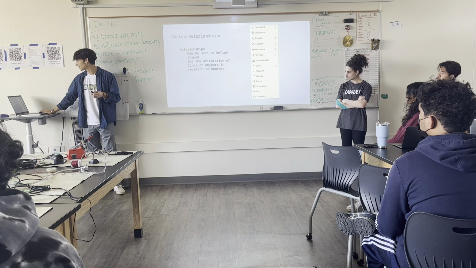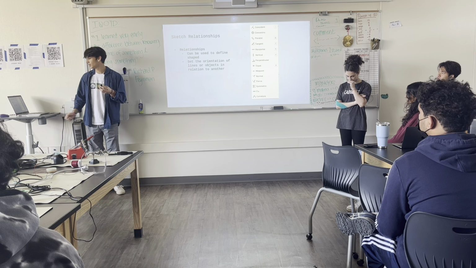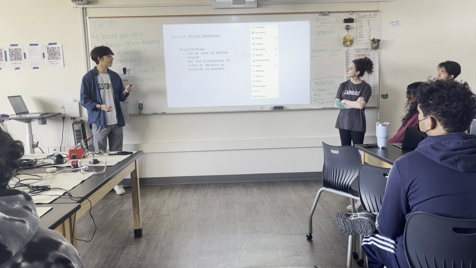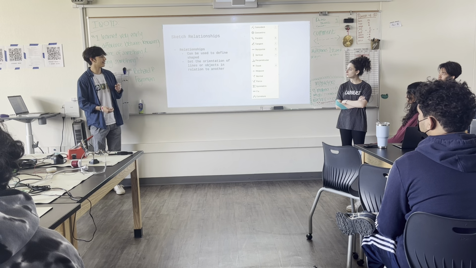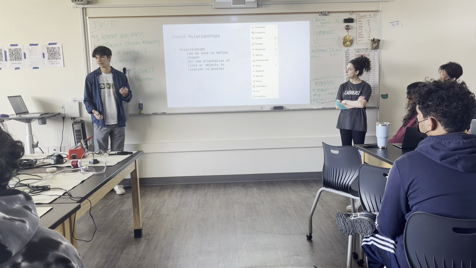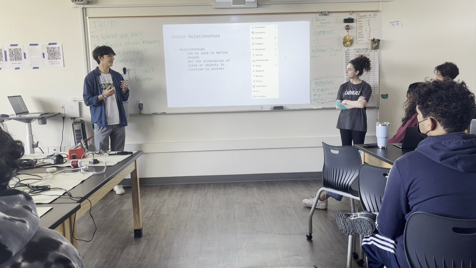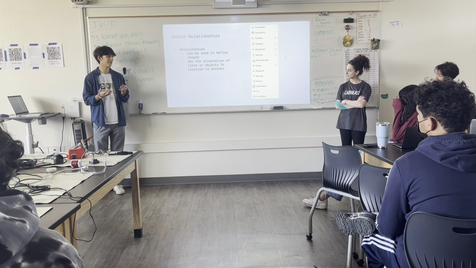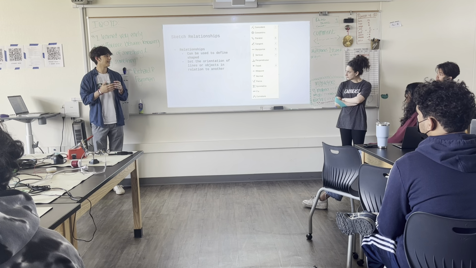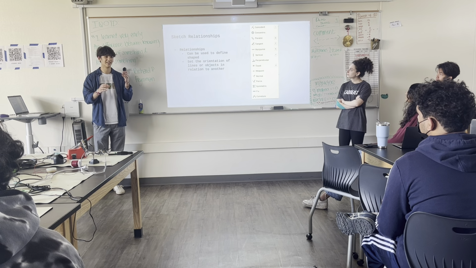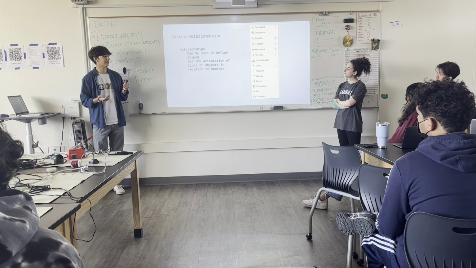And so here are some sketch relationships. The relationships can be used to define shapes as well as set orientations of lines and objects in relation to one another. Some of the common ones are concentric, coincident, parallel, tangent, horizontal, and vertical. You pretty much just click on what you want to make a relationship, and then you create that relationship. So coincident will pull 2 lines together. Concentric will make circles in the center of each other and other things like that.